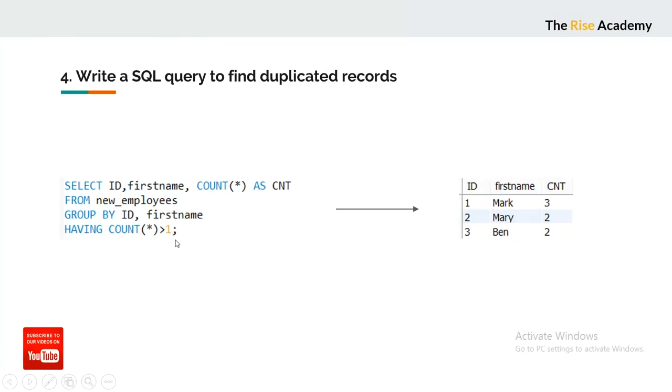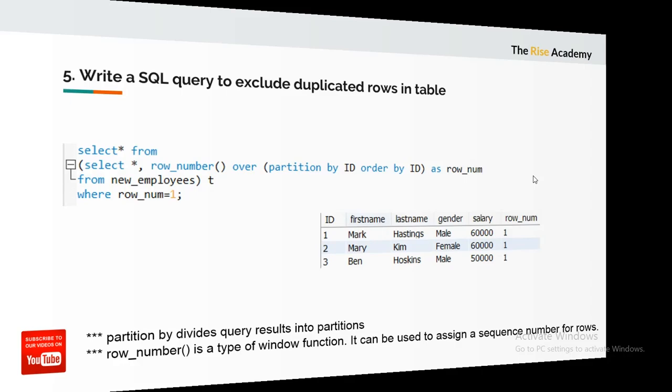And then we select those records that have the count number bigger than 1, so that we know they are duplicated. This is an easy one, so I'm not going to show how to run it and what the result will come out. This is the output.